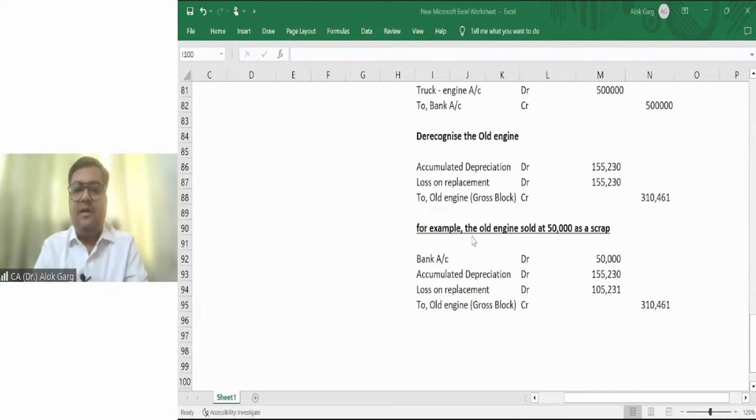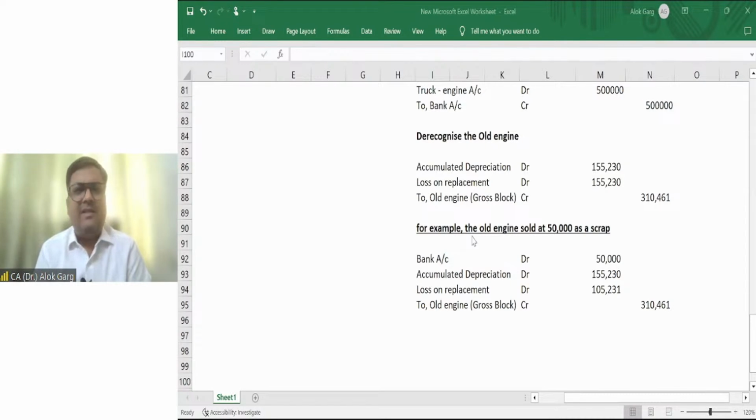But generally, Tanisha, you don't have the value of those components separately, so it would be difficult to estimate the value. That is why companies capitalize upfront as one asset in the beginning. But what if this engine would have been replaced after 10 years, when the life of the truck was 10 years, and the engine also had to be replaced after 10 years? Then there is no problem.